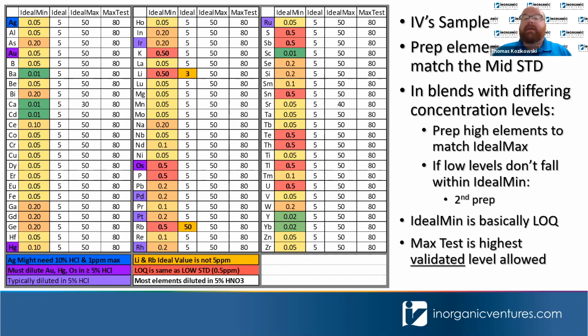Now, if you have a blend with differing concentration levels, that's where some of this logic has to come into play. So we'll like to prep high elements to match the ideal max. So the ideal max, again, is matching one of the standards we're actually testing. But sometimes that doesn't make everything fall within our min. So we can go beyond and go to 80 ppm because that's what I validated the method with those single element standards and said, oh, 80 still fits on the curve. Believe it or not, some of these elements work really well. They're linear enough. The rational curve really is valid beyond.